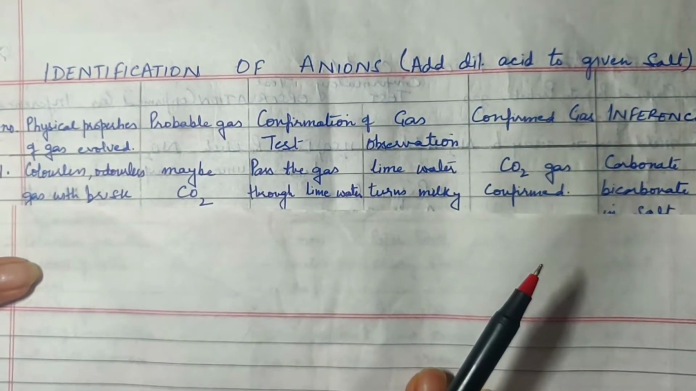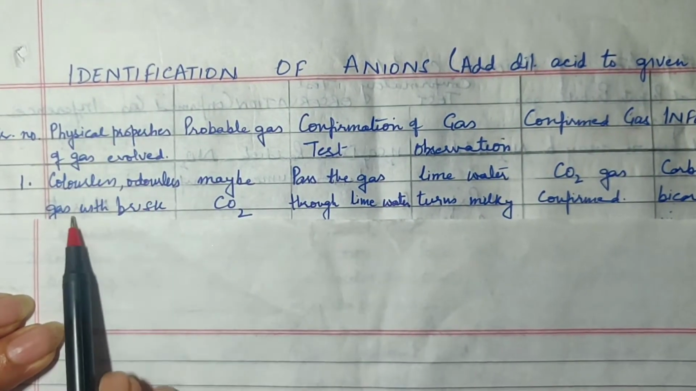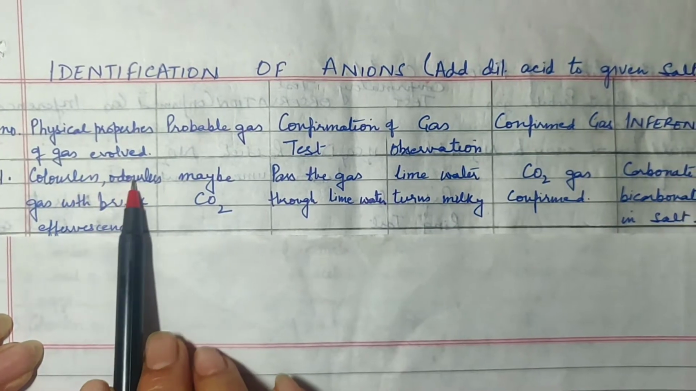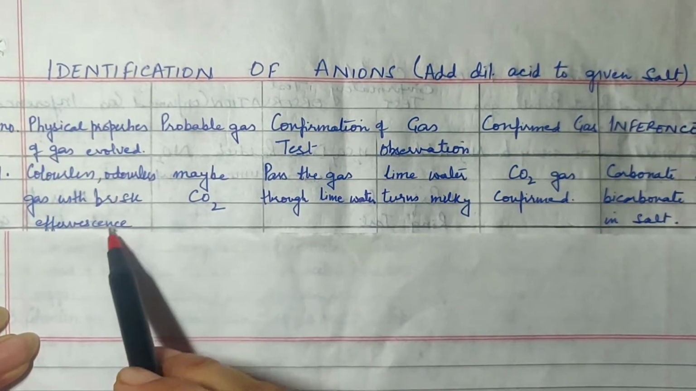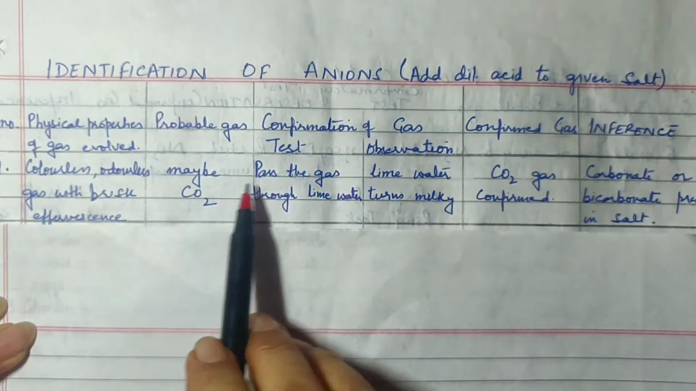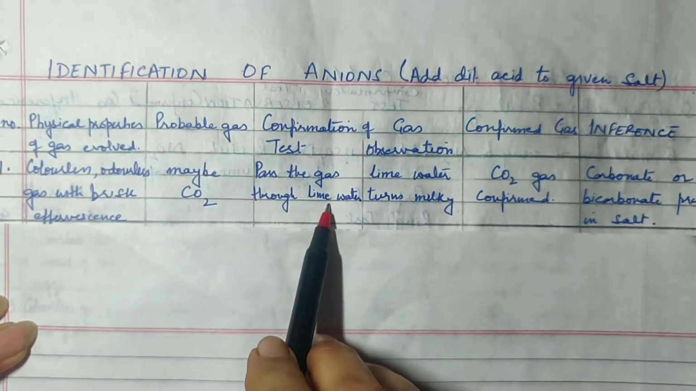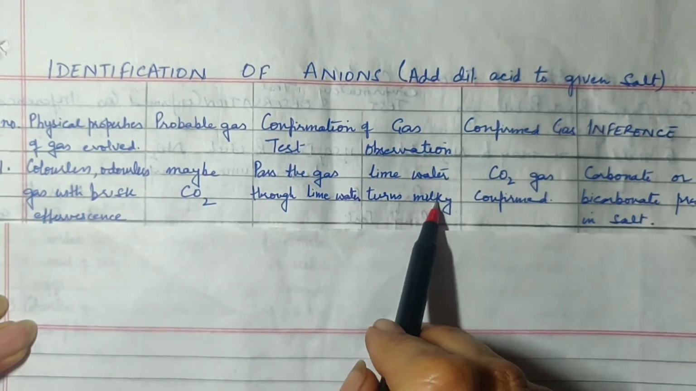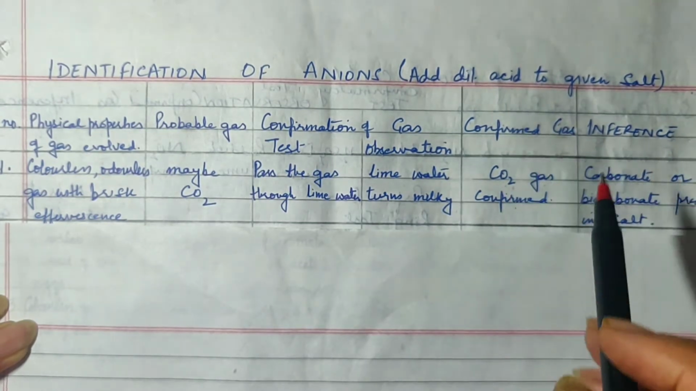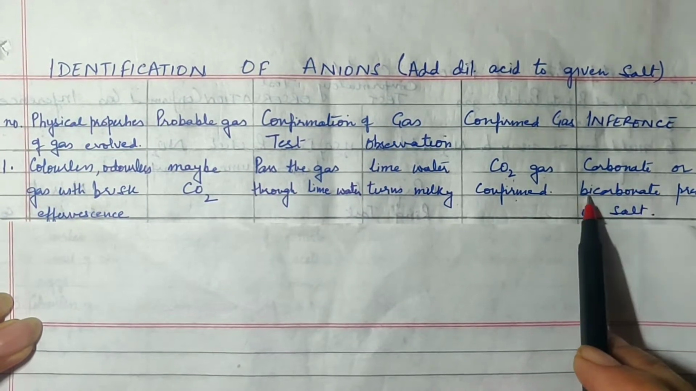So the first one is, on the addition of dilute acid to the salt, a colorless, odorless gas is produced with brisk effervescence. Because it is colorless, odorless and comes out with brisk effervescence, the probable gas is carbon dioxide. To confirm it, we will pass the gas through lime water. If the lime water turns milky, then the carbon dioxide gas is confirmed, and definitely the anion present in the salt is either a carbonate or a bicarbonate.